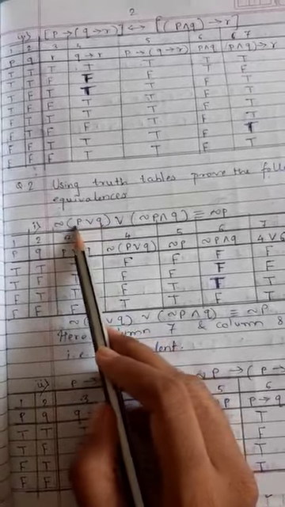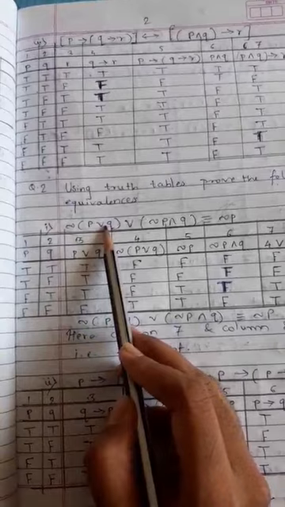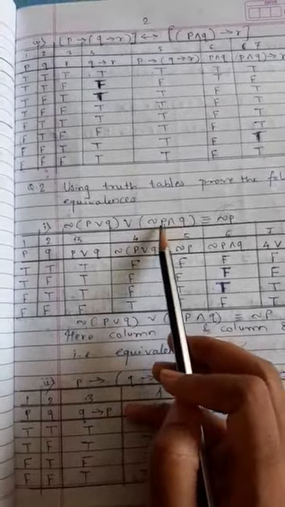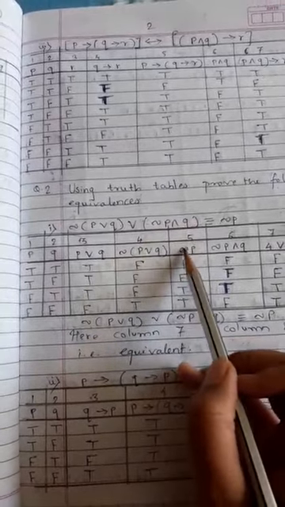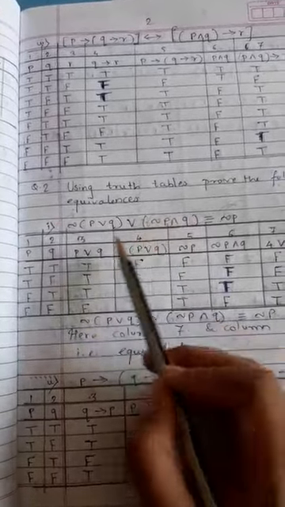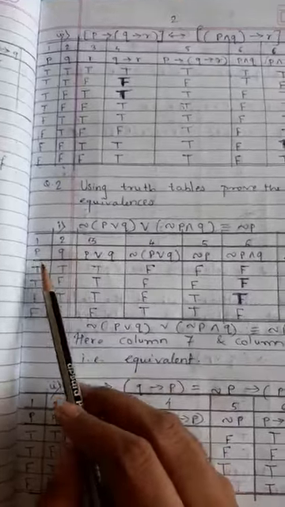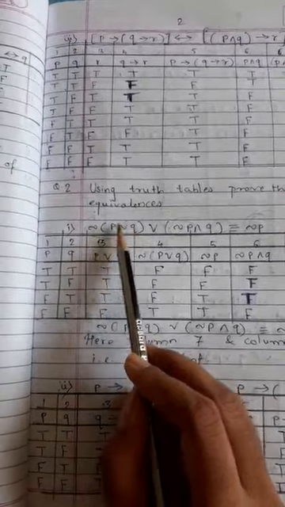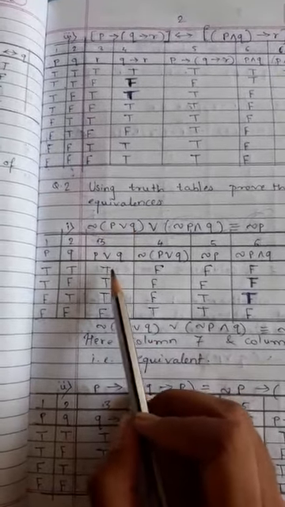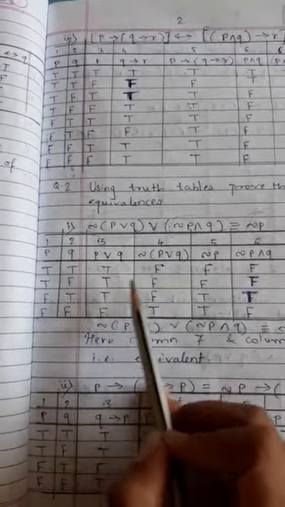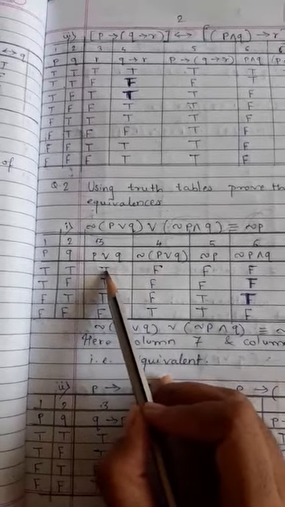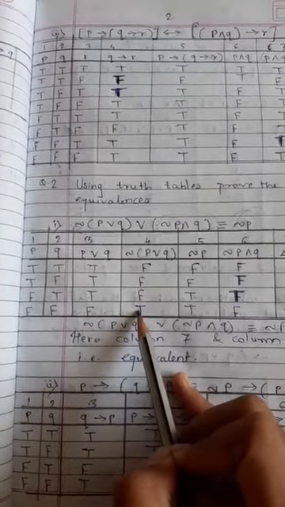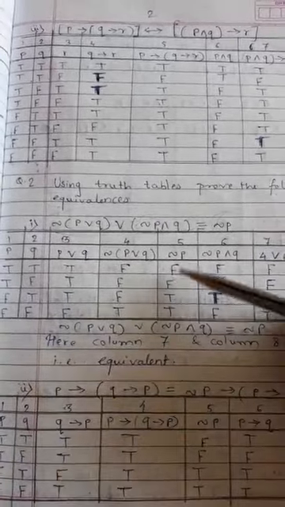Now here we will first take P or Q, then we will take its negation, and then we will find negation P. So let us go step by step. P, Q are given: T, T, F, F, T, F, T, F. So what is P or Q? It is T, T, T, F. So its negation will be: negation of T is F, negation of T is F, negation of T is F, and negation of F is T.